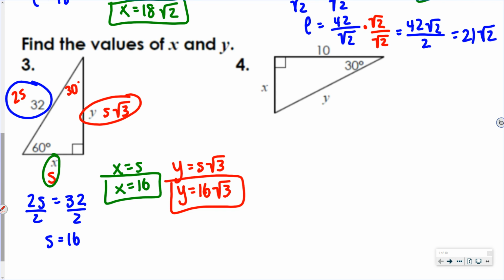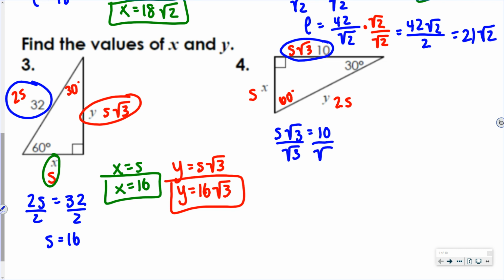All right, another 30, 60, 90 here. So again, across from the smallest angle, which is 30, is S. Think S, smallest side. Across from the hypotenuse, 2S. Across from the 60, that obviously would be this one, S root 3. All right, this time I was given S root 3 is 10. I'm going to have to do a little bit of solving here for S.